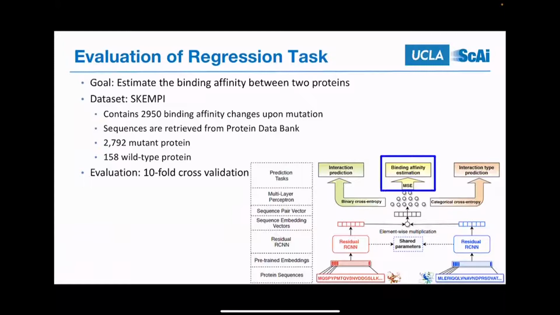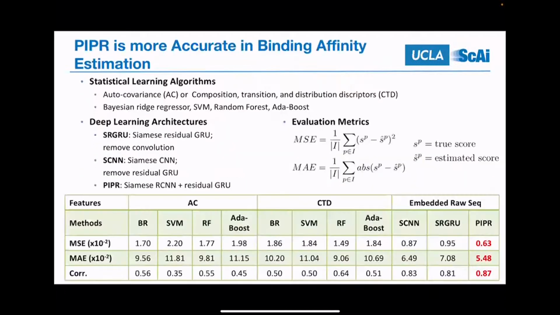The last task we tried is to predict the binding affinity. Here, we again compare with both the statistical learning approach as well as the deep learning approach. So we use the MSE, MAE, and also the correlation as a measure. You can see for MSE and MAE, the lower the better, right? Because that measures the error. And as for the correlation, of course, the higher the better.